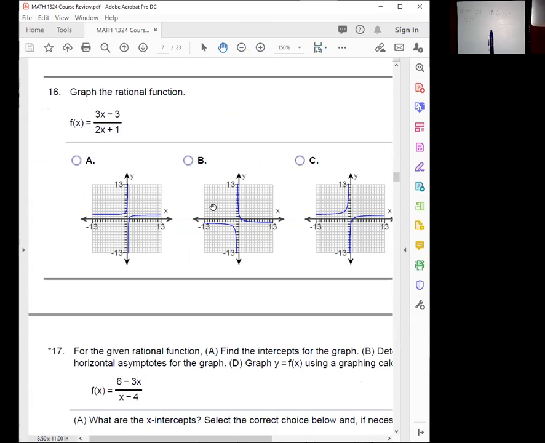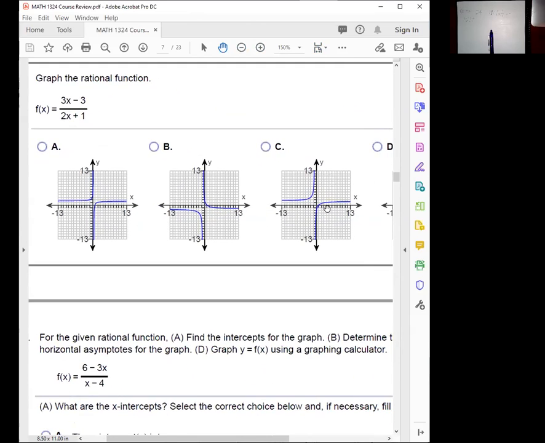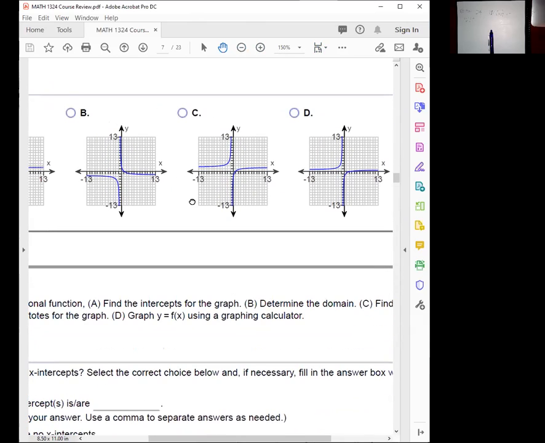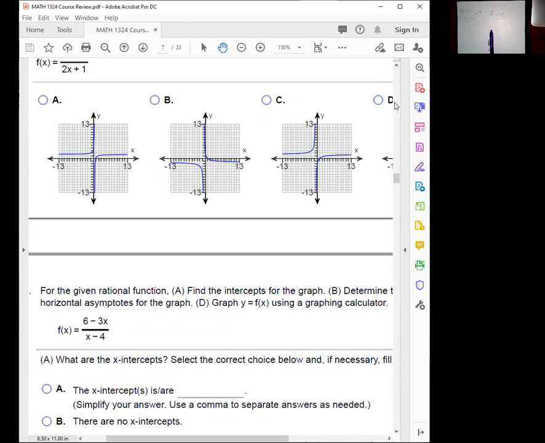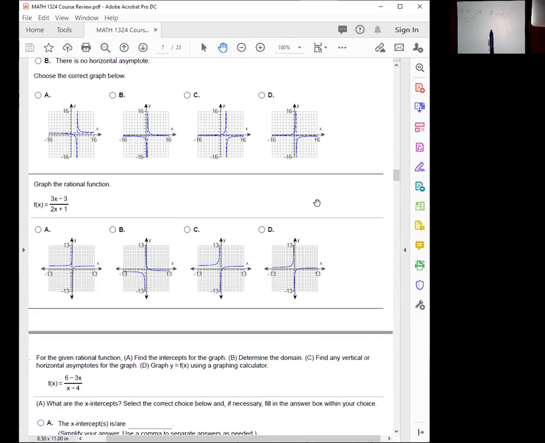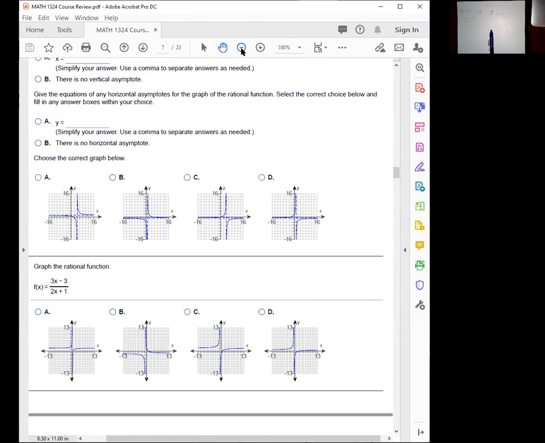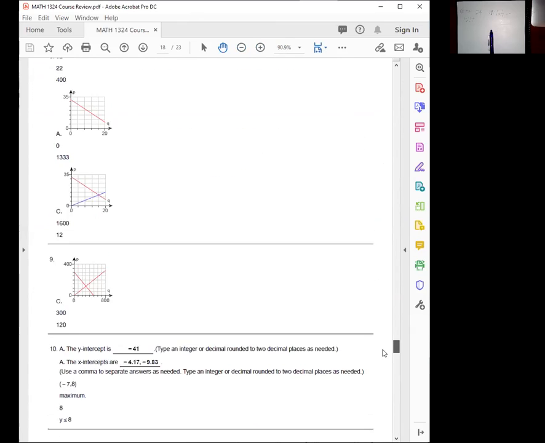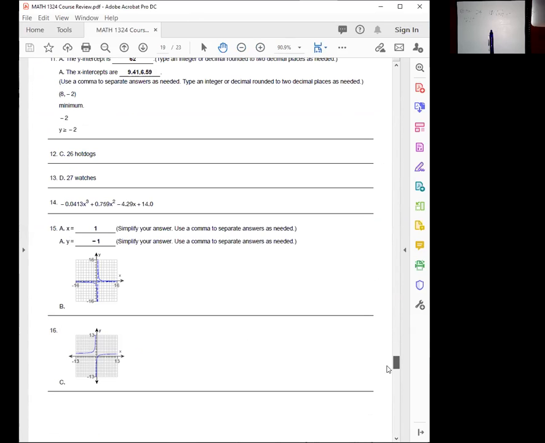So looks like B is for sure wrong because 3 halves is positive, and the asymptote here is in the negative. C is wrong. Looks like D is also wrong. I think it might be only A. Let's check it out. That is number 16. Yeah. C.